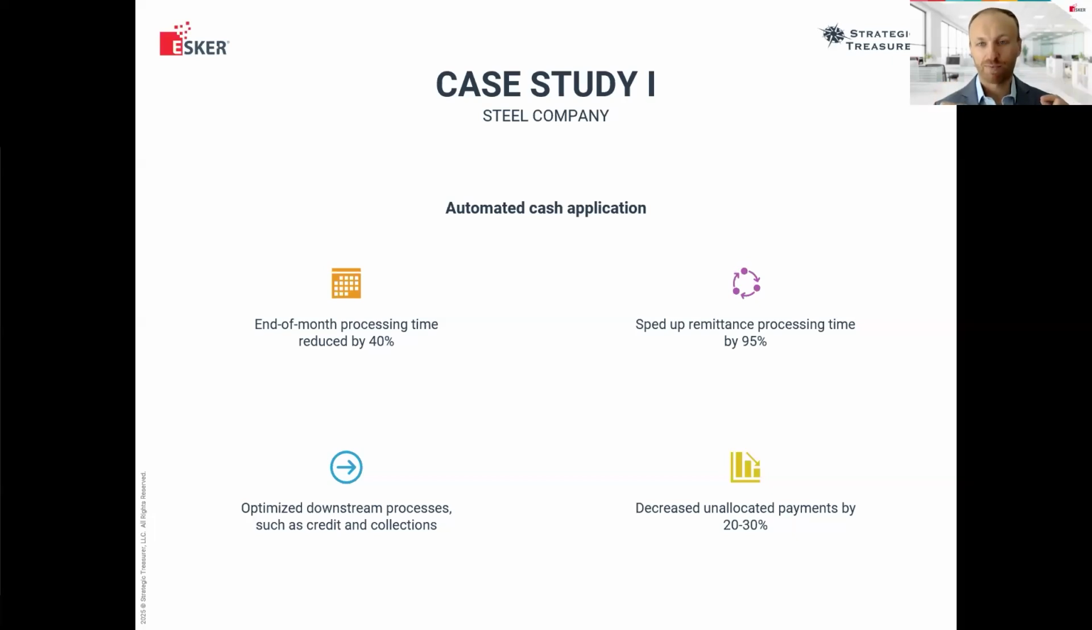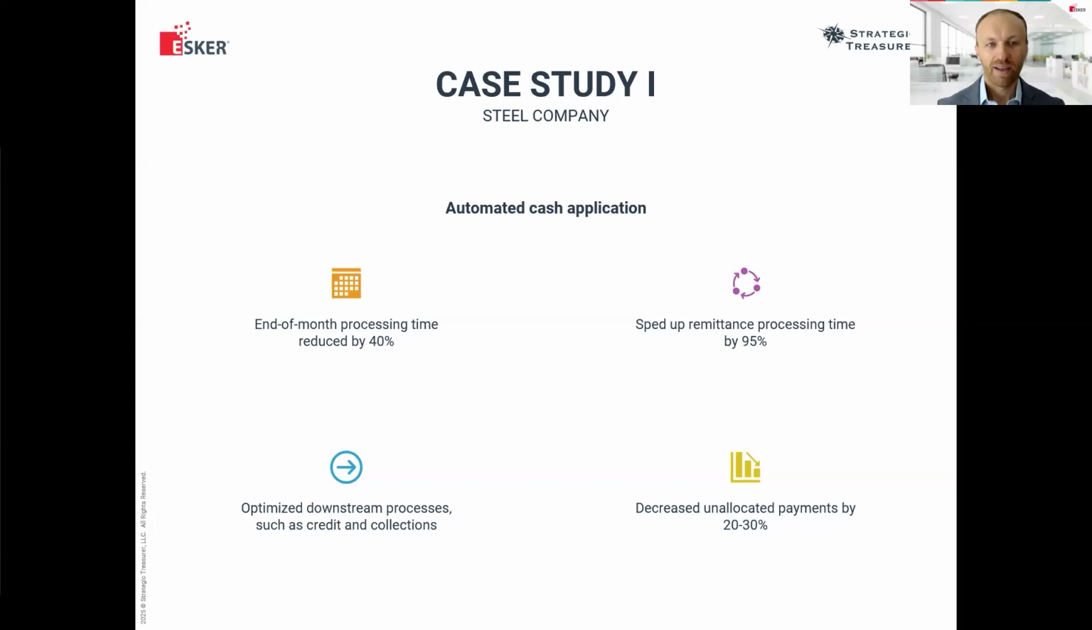So sped up remittance processing time by 95%. Some of these lines can just be extracted easily by something that can machine learn the data and easily extract it. So they fall hand in hand, these two. And then optimize downstream and upstream processes such as credit and collections.